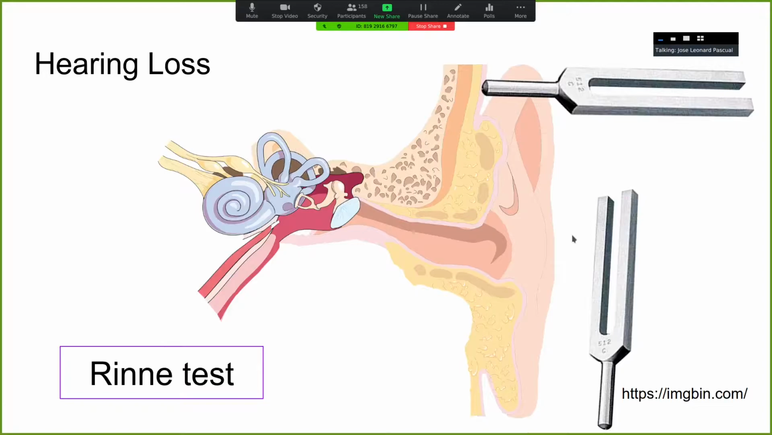So the Cranial test asks you to compare first, putting the end of the tuning fork on the bone here, and wait till the patient says they can no longer hear it using their bone conduction, and bring it over here in front of the ear canal to see if they can hear it. That's the Cranial test.